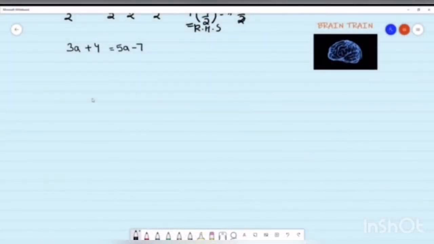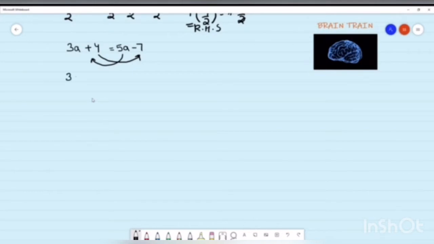Now suppose this is another example in which we have more than two terms of variables and constants. So what we'll do, we'll separate variable terms and constant terms. We'll put variable terms on the left hand side and constant terms on the right hand side. So we'll take 5a from the right hand side to the left hand side and 4 from the left hand side to the right hand side by changing their sign.